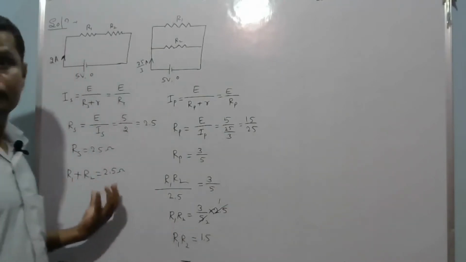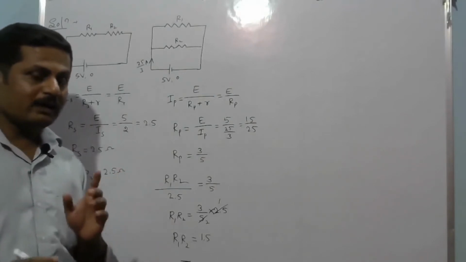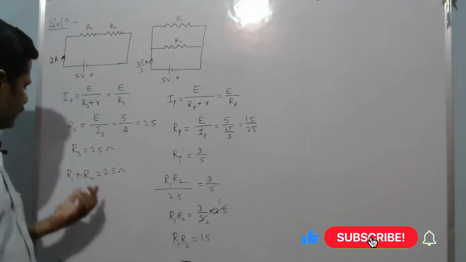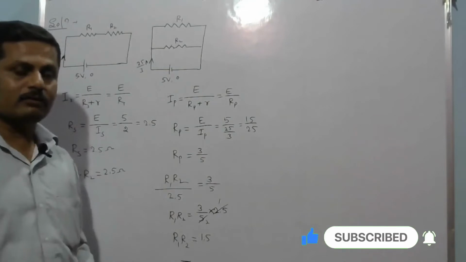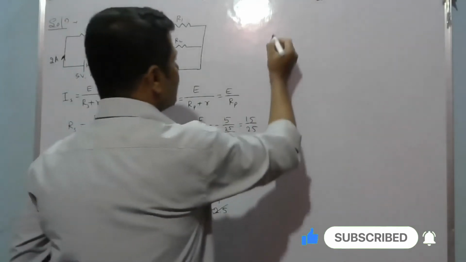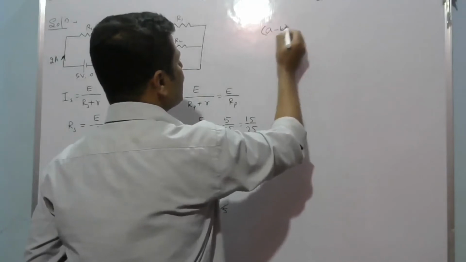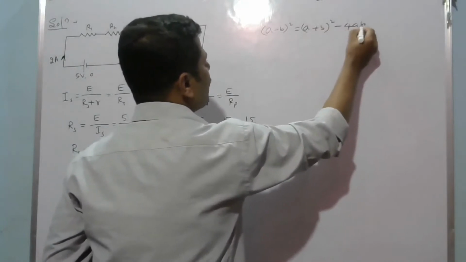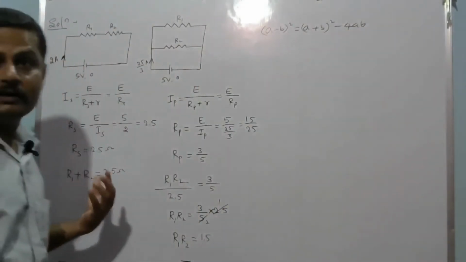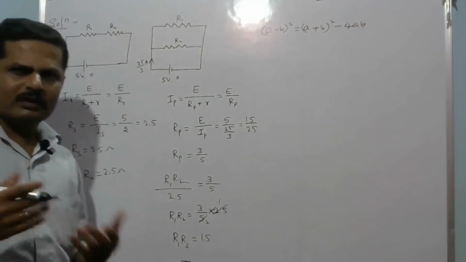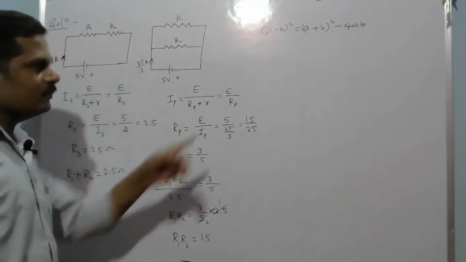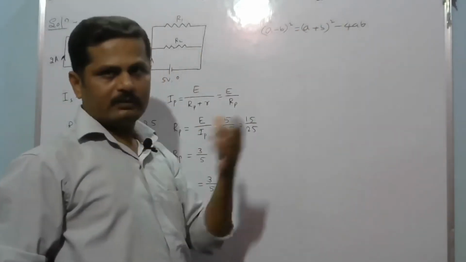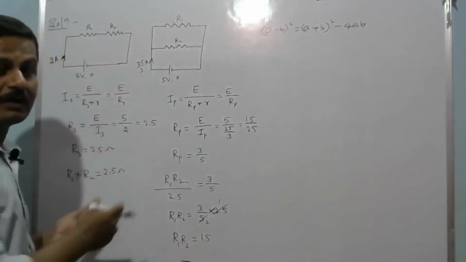So here we have R1 plus R2. To find out the individual resistances, we need R1 minus R2 also. Here we have the sum. We need to get the difference also. To get the difference, we need to use a relation, that is A minus B whole square equals A plus B whole square minus 4AB. By using this relation, we can get R1 minus R2 also. In the case of capacitors or resistors, this formula is the same. We can use this to find out the individual resistances or individual capacitors.